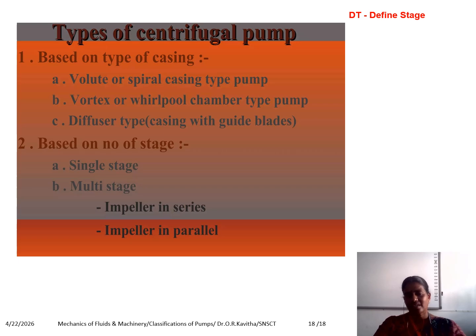If you are taking the types of centrifugal pump, based on the casing, it is classified into volute or spiral casing, the second one is the vortex or whirlpool casing, and the next one is the diffuser type of casing. And based on the stages, it is classified into single stage and multi-stage. In multi-stage, the impellers are provided in series. We are calling that impellers in series.